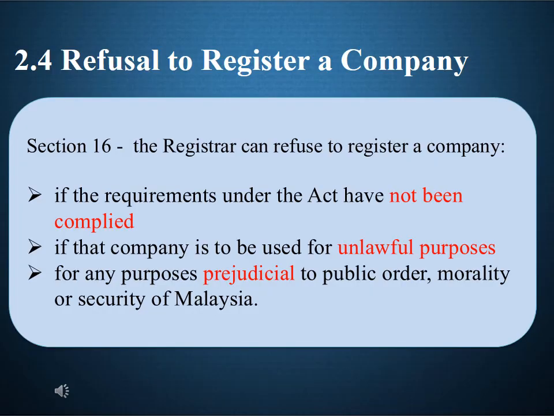Now, a registrar can refuse to register a company if you have not met the requirements under the Act, if you have not complied with it, if there is proof that the company is to be used for some unlawful purpose, and if the company's purpose is prejudicial to public order, morality, or security. So pursuant to Section 16 of the Companies Act 2016, the registrar can refuse to register a company if these requirements are not complied with.